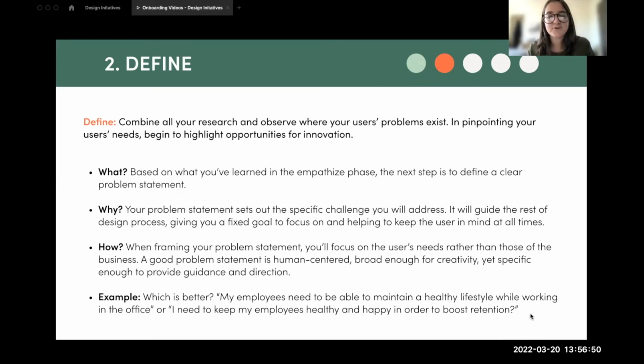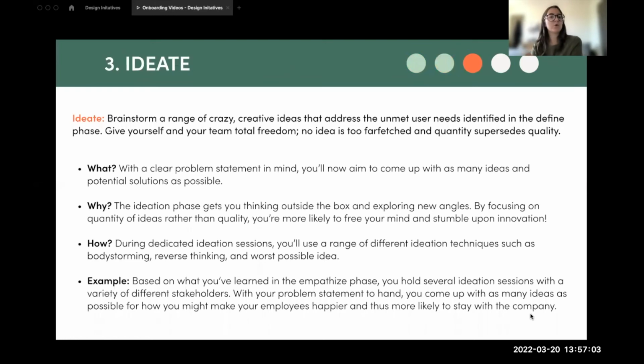Okay, if you said the first one, you're correct. It's very user-centric, it's direct, and it highlights a specific challenge you're going to address, helping them maintain a healthy lifestyle. So how do you generate a solution for that? They're going to ideate. So you're going to brainstorm a range of crazy creative ideas that address the unmet user needs identified in the define phase.